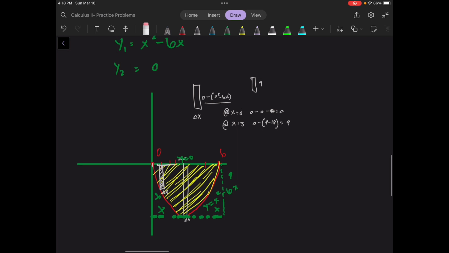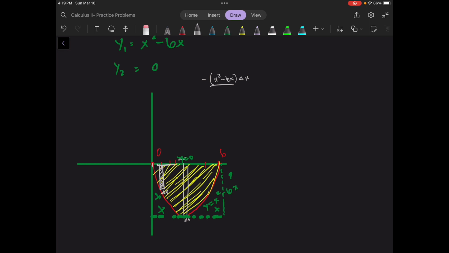Okay, so now let's actually do the calculus. If we take one slice, one rectangle has this area: negative (x squared minus 6x) times delta x. This is the length, this is the width, this is the area of one slice, right? And I want to add up all of the slices going from 0 to 6 with n rectangles. And I want a very accurate number, so I want to also take the limit as the number of those rectangles approaches infinity.